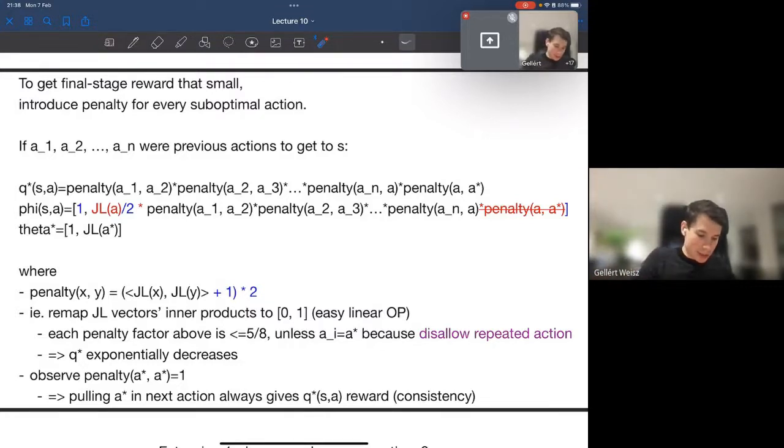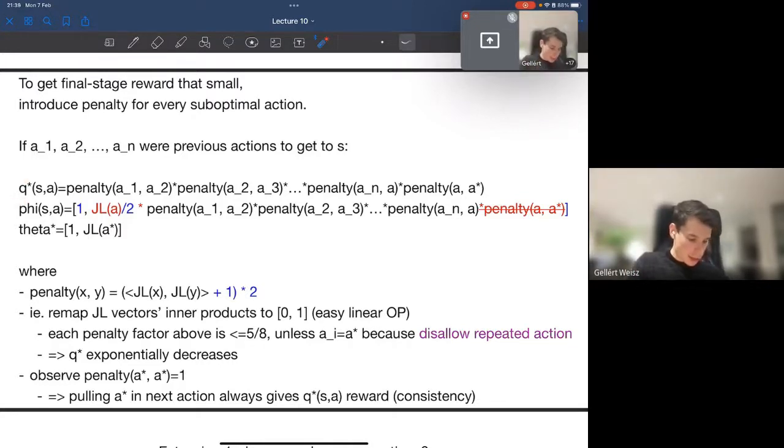And this I achieve through some penalty function, right? So let's say you've taken actions A1 to AN, and you got to state S. Note that because the transitions are deterministic, this isn't a random parameter. This is not a random variable. It's just a function of all the A1 to AN. But that's just convenience.